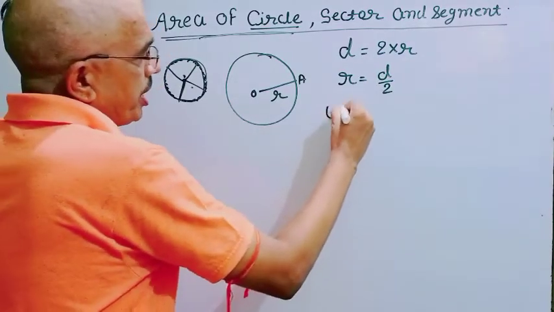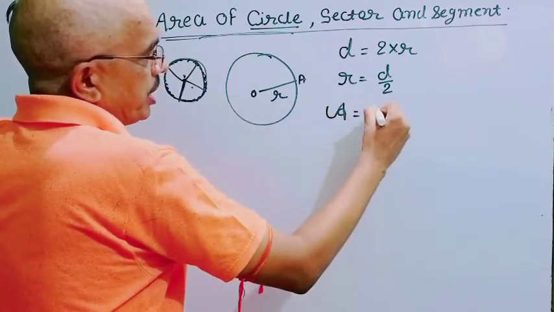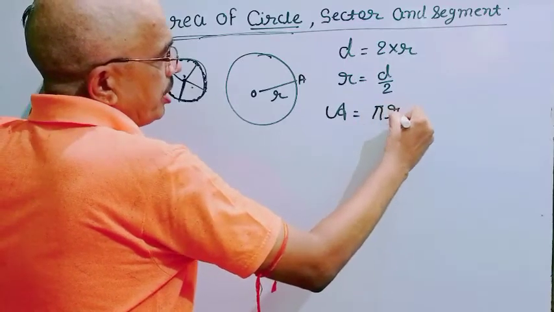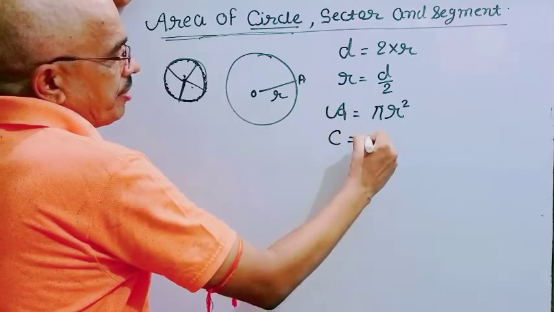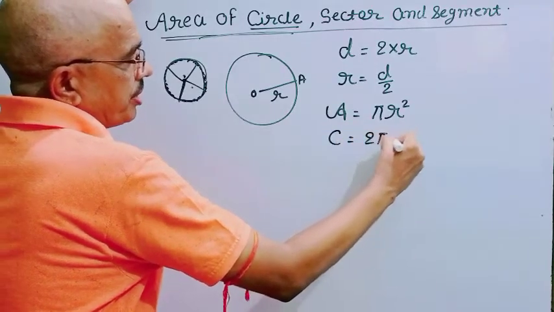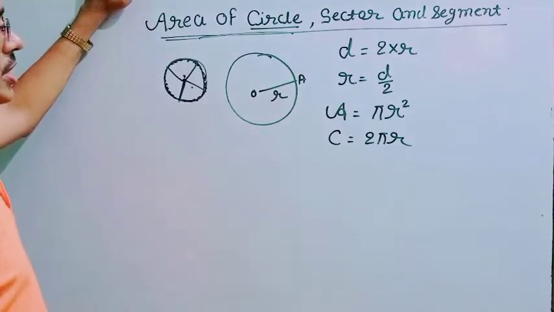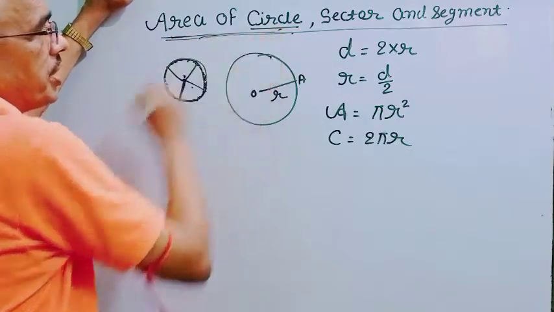Third, what is the area of the circle? Area of circle is pi r square. Next, what is the circumference of the circle? Circumference of circle is 2 pi r. Next, it is related to the area of circle.